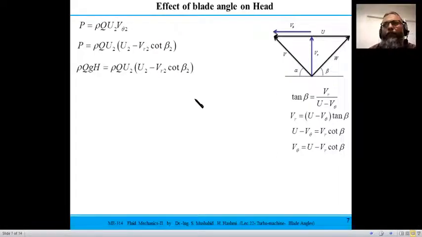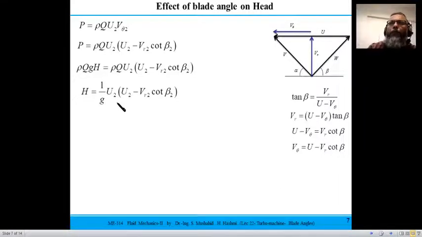So I have an expression for power, as I know the power supplied to the pump would be rho g H Q, where Q is the flow rate of the pump and head is what is supplied to the fluid. So here rho g and rho g cancel out, so we simplify, and your head would be equal to 1 upon g times U2 times U2 minus VR2 cot of beta 2. If you multiply by U2, it would be U2 squared. So your head would depend upon these two terms.